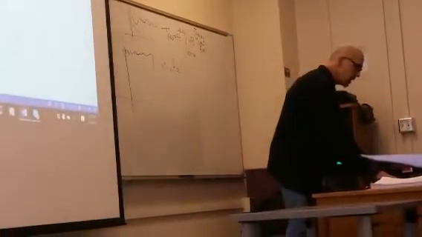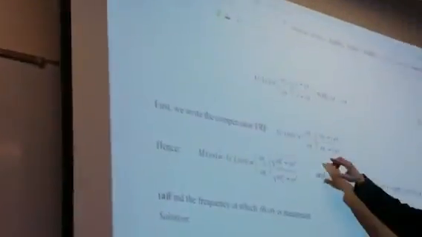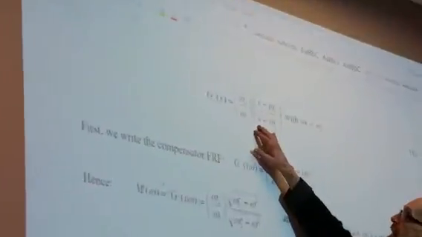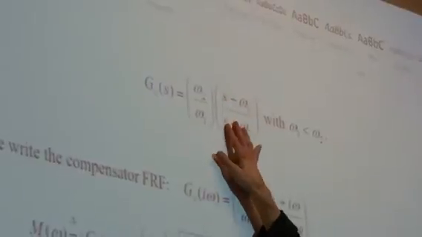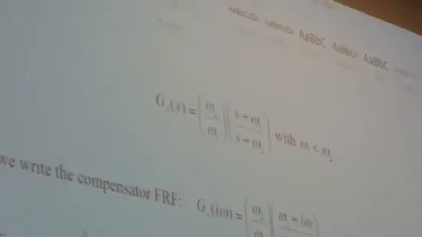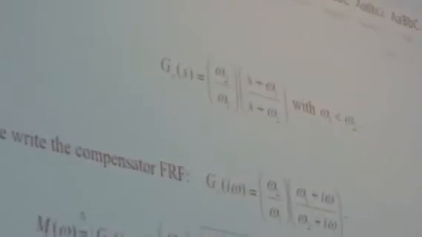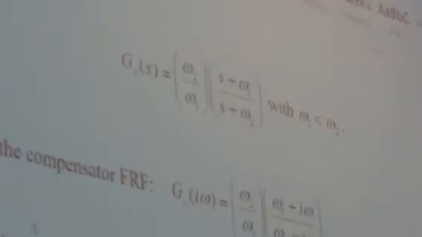Remember, it was omega 2 over omega. I'll just go back and show you. What happens when omega, or s, it doesn't matter, when s is monstrously big? You ignore this, and you get s over s. And so your high frequency gain, M of omega as omega goes to infinity, is equal to omega 2 over omega 1.